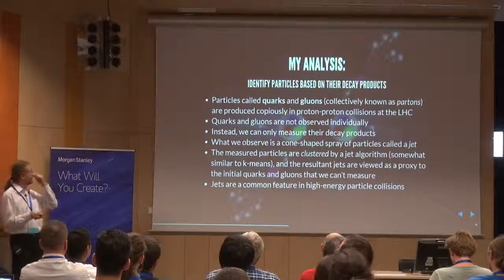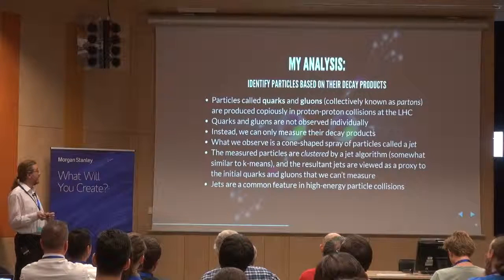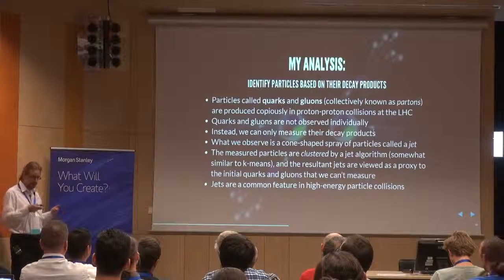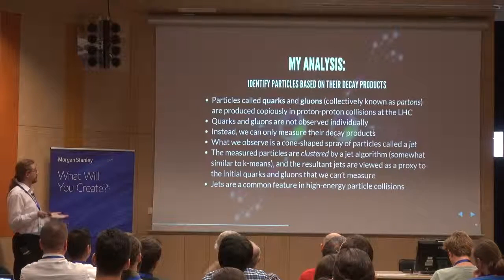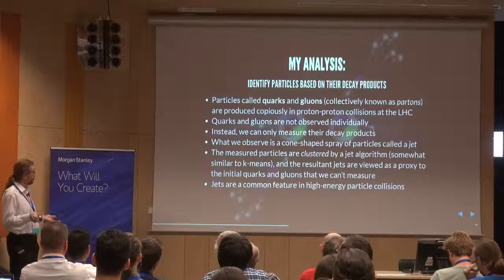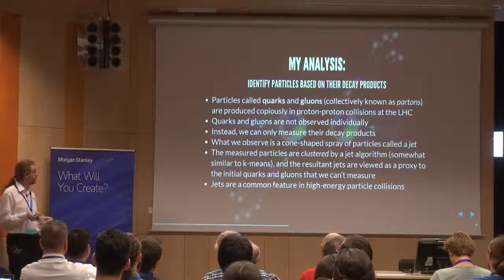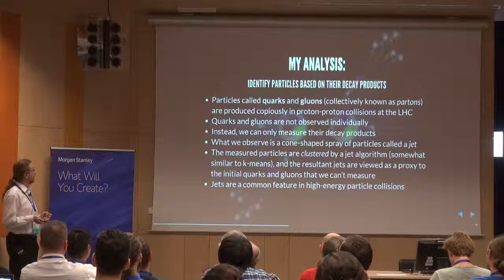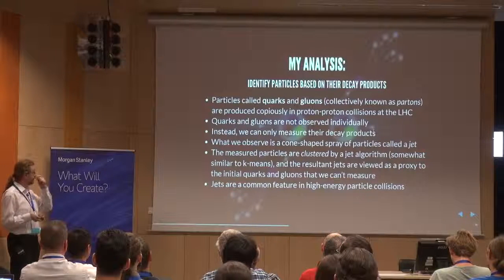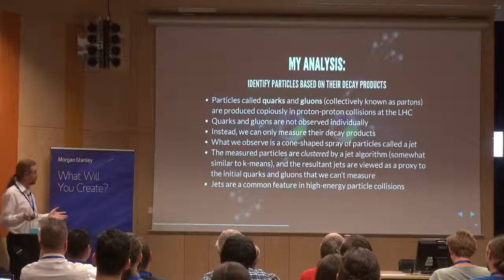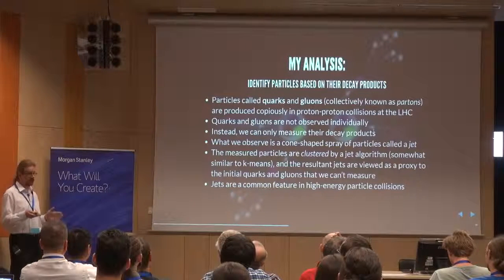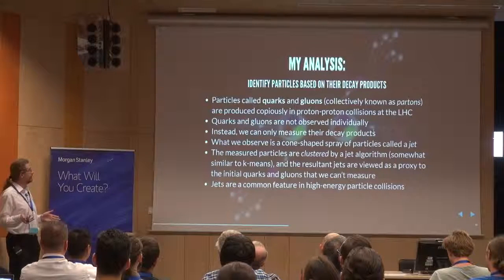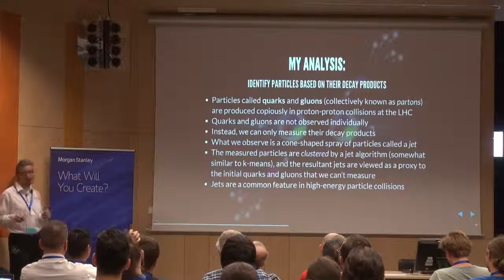So my analysis is identifying particles based on their decay properties. In these particle physics collisions, proton-proton collisions, particles called quarks and gluons are produced copiously, but we don't observe these individually. Instead, we only can see their decay products. What we observe is a cone-shaped spray of particles called a jet, and these measured particles are clustered by a jet algorithm, so you should think something like k-means. And the resultant jets are viewed as a proxy to the initial quarks and gluons that we can't measure.